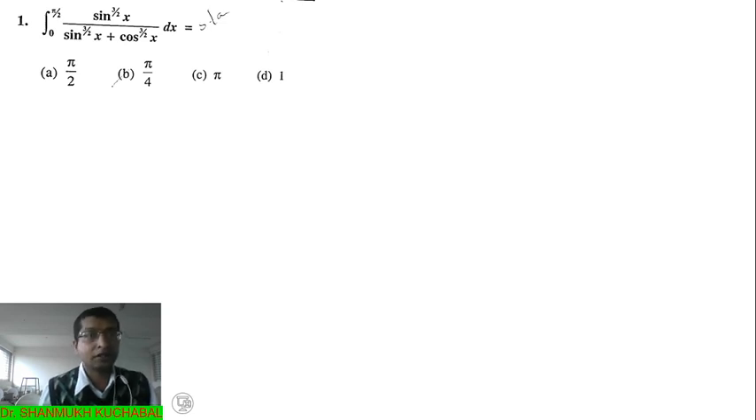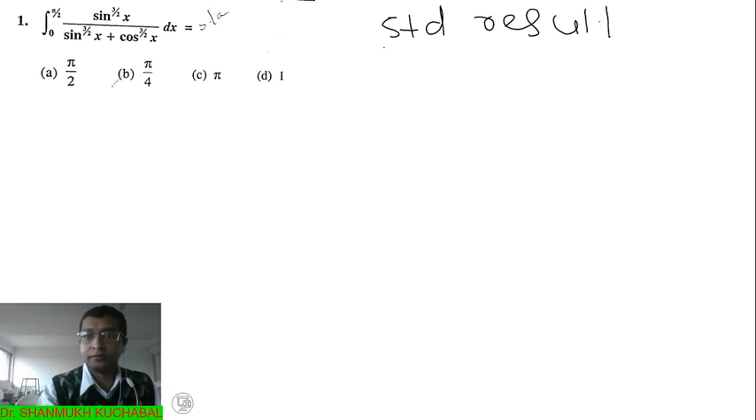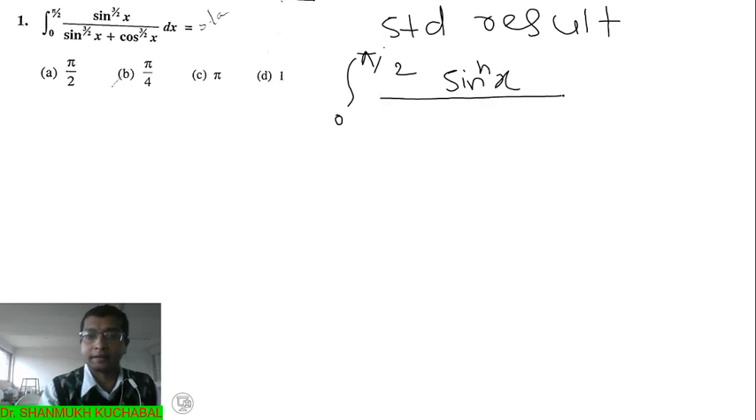It is the integration from 0 to pi by 2 of sine raised to 3 by 2 x divided by sine raised to 3 by 2 x plus cos raised to 3 by 2 x dx. This is a standard result. It is the integration from 0 to pi by 2 of sine raised to the power n x divided by sine raised to the power n x plus cos raised to n x dx.